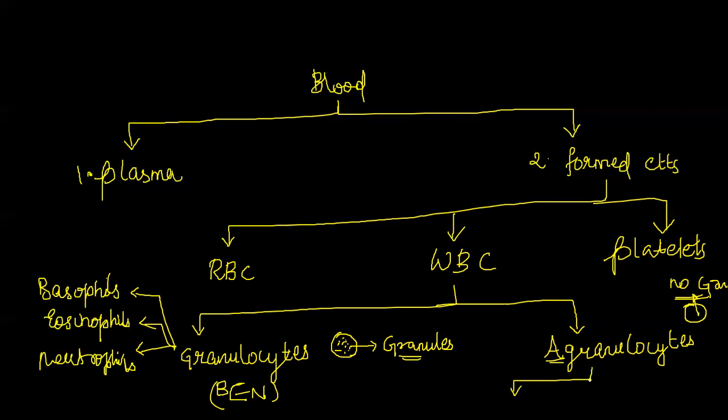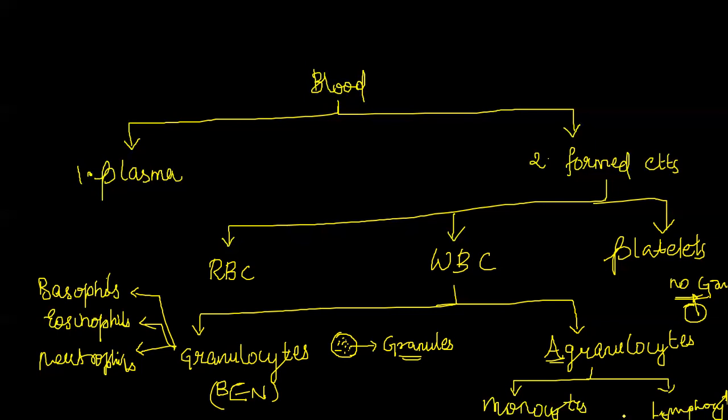Agranulocytes can mainly be classified again into two: monocytes and lymphocytes. Lymphocytes can be of two types, B lymphocytes and T lymphocytes.